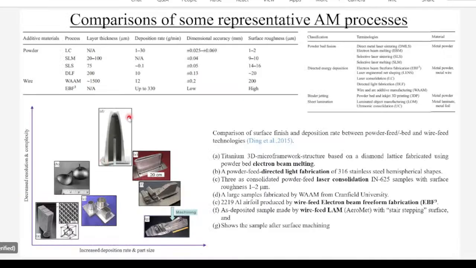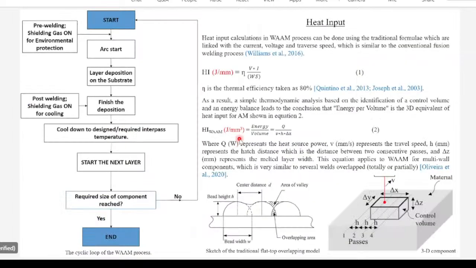Okay. So here is some increased deposition rate classification. This is the WAM product. You can see a large sample fabricated as WAM from Cranfield University. So this is the WAM component. This is the medium complexity and medium deposition rate we can achieve. So this is the basic cyclic loop of the WAM process.